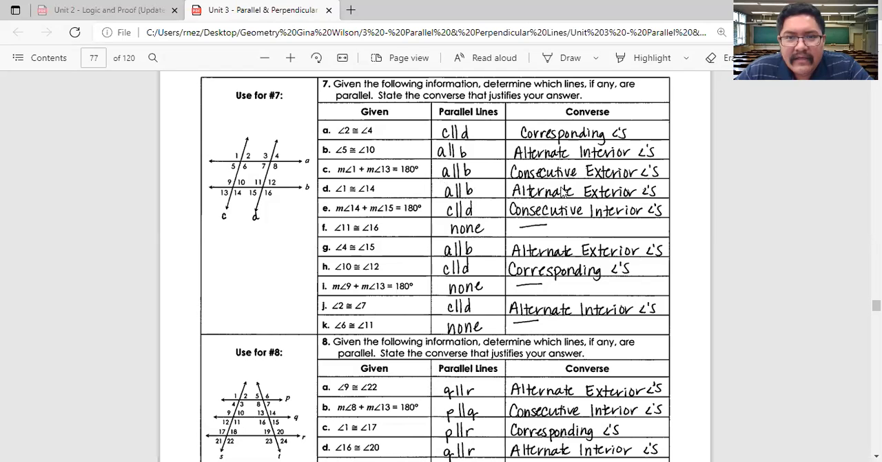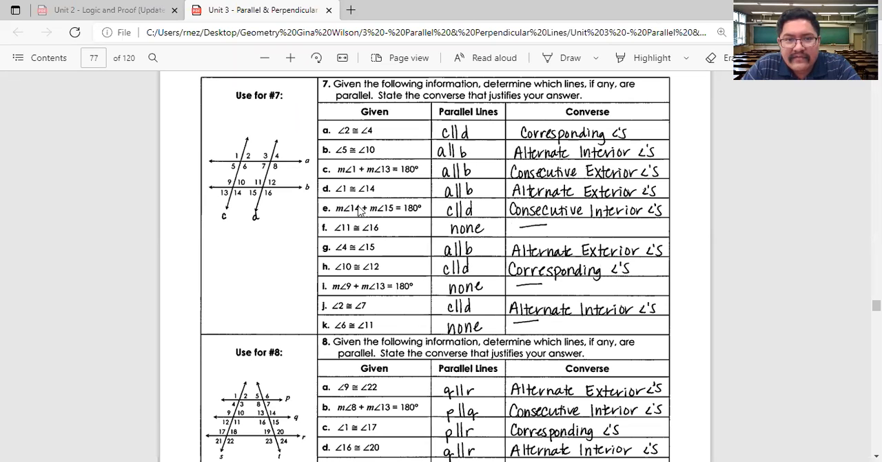So we write A and B here, and then our justification here would be, okay, so 1 and 14, they're on opposite sides, so that means alternate. And they're both on the outside of the parallel lines, so that'd be alternate exterior angles. All right, and let's get ready to move to the next one.